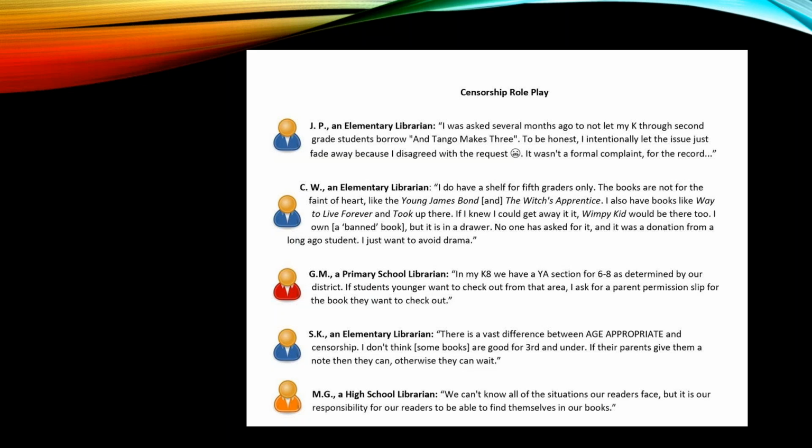I think the thing is, if a book is written for children with the intention of being for children, we need to allow our children to have access to it. JP's comment was that he or she just let the issue fade away because it wasn't a formal complaint. I actually agree with what he did, because sometimes, as we know, parents just want to be heard and don't necessarily want to follow up. They just want to be heard. Sometimes you just have to hear them out and then let things naturally disappear. So I understand why JP would do that.